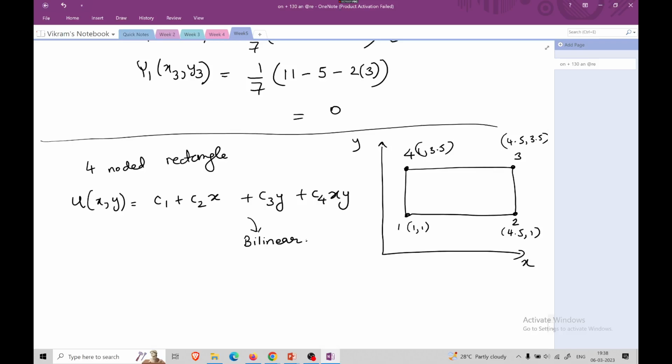So this is the difference between triangle and rectangle. In triangle you have only three nodes, so you have 3 unknowns. Here you have 4 nodes, so you have 4 unknowns: c1, c2, c3, c4. Same way we are going to find out, like the last problem, what is c1, what is c2, what is c3, what is c4, and then we are going to find what is psi1, psi2, psi3 and psi4. So this will be sum over j equal to 1 to 4 of uj psi j.